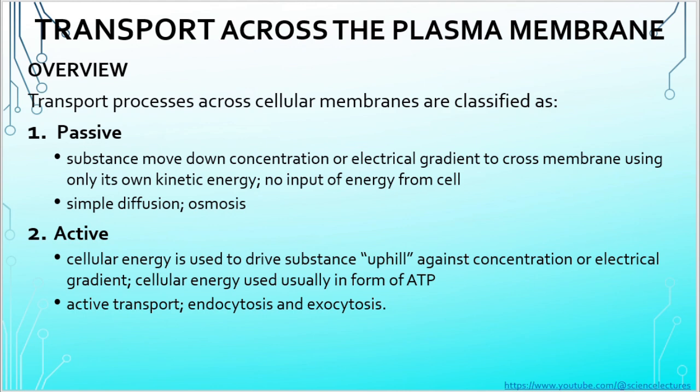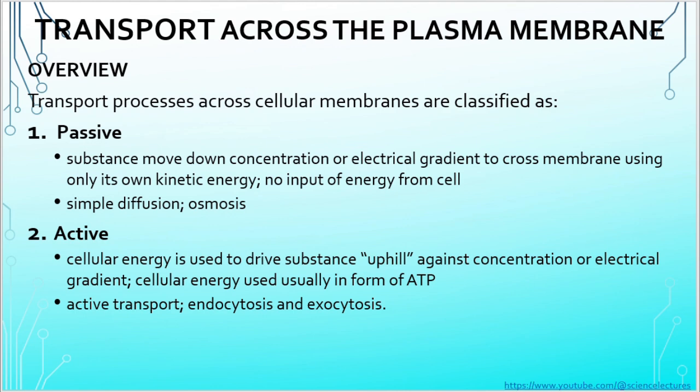Substances generally move across cell membranes via transport processes that can be classified as passive or active, depending on whether they require cellular energy. In passive processes, the substance moves down its concentration or electrical gradient to cross the membrane using only its kinetic energy, the energy of motion. Kinetic energy is intrinsic to the particles that are moving. There is no input of energy from the cell. An example of a passive process is simple diffusion.